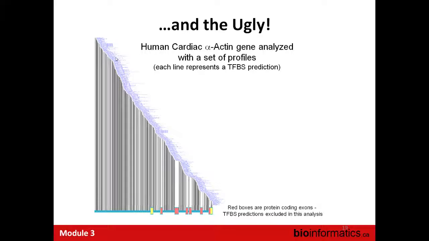Perhaps not. And here is a case where you looked at a set of profiles on the human alpha actin gene, and you find that there are transcription factor binding sites all over the place. So if this were representative of reality, that would mean that basically the entire length of this gene and its promoter region is totally covered by transcription factors all the time. No room for any of the RNA polymerase machinery to get in there at all. And really what this means is that this stuff alone does not have the predictive value that we need.